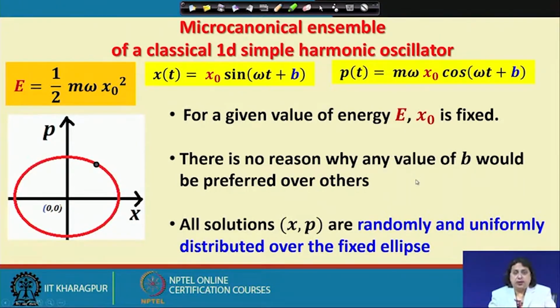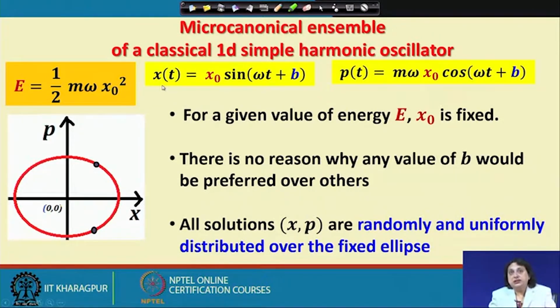So, what is the consequence? Let me look at these 2 points. Now, in these 2 points, they differ only by the phase. They have identical x naught values, and you would ask, is there any reason why this solution will be preferred over this solution?